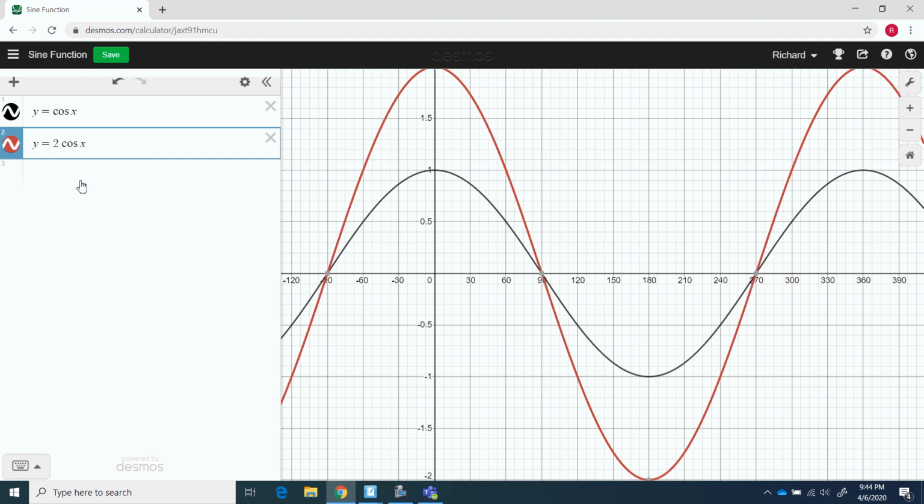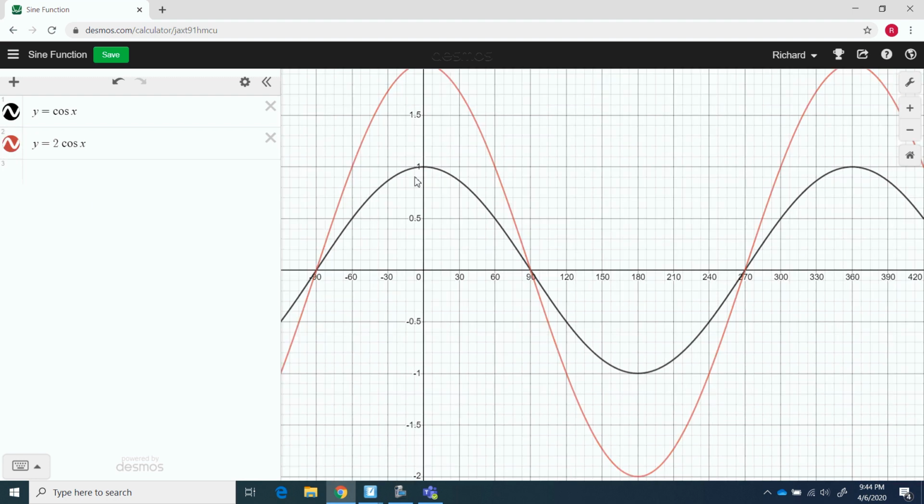So notice what happened. It's the exact same graph, except it went up to 2 and down to -2 instead of up to 1 and down to -1. So it adjusted the period. Or sorry, not the period. It adjusted the amplitude. The amplitude went from 1 to 2.